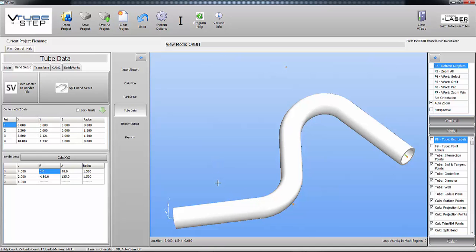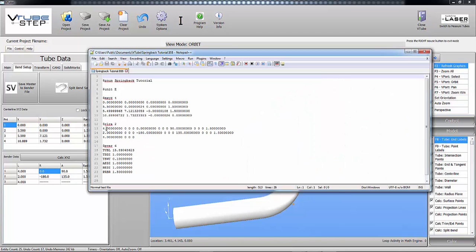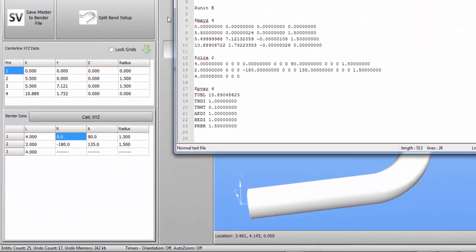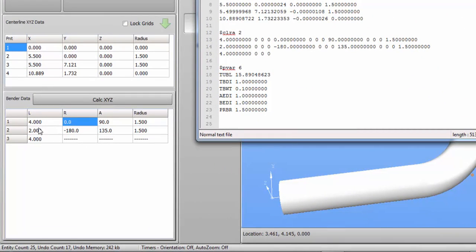In this case, I've got a tube that I've created with a 90-degree bend and a 135-degree bend angle. If we were to send this data out to a supervision file, this is one of many file formats used in the bending industry, we would see that the data inside the file is exactly what's shown on the screen here. The lengths 4, 2, and 4, and then we have the rotation, and then we have the bend angles, 90 and 135. In this case, there is no springback compensation.